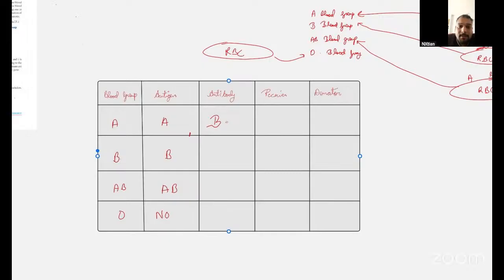Antigens are harmful, right? Yeah, antigens are harmful, but these blood group antigens are not harmful. So what I'm trying to say is, a person, for example, having B blood group, will have antigen B.